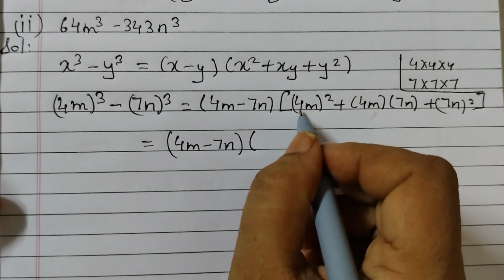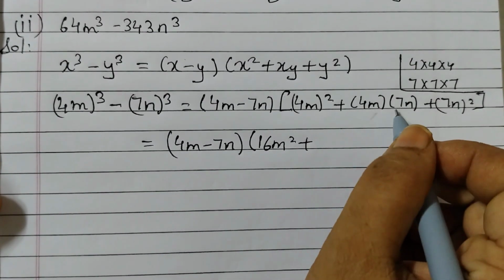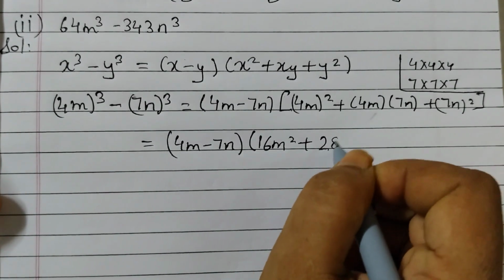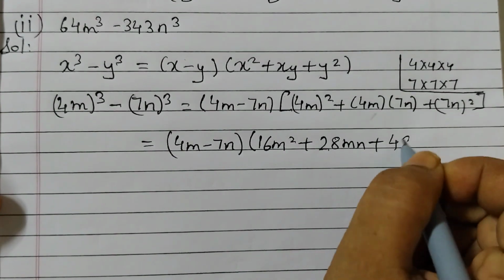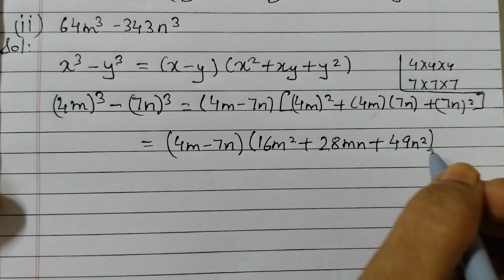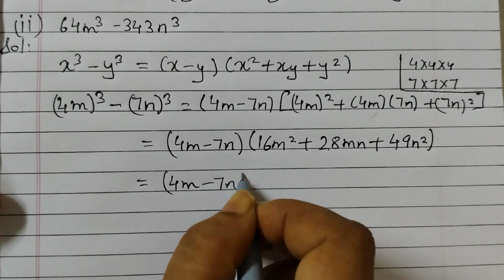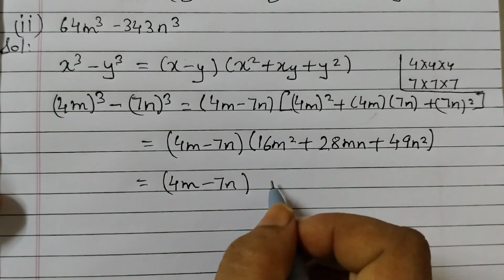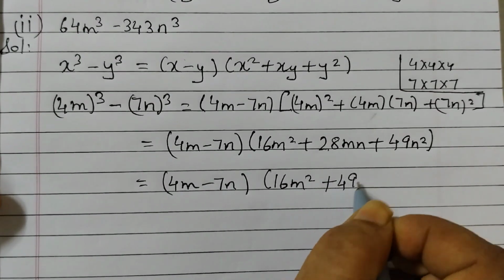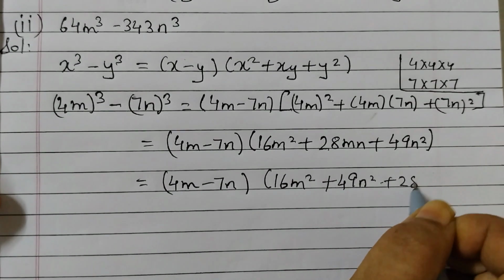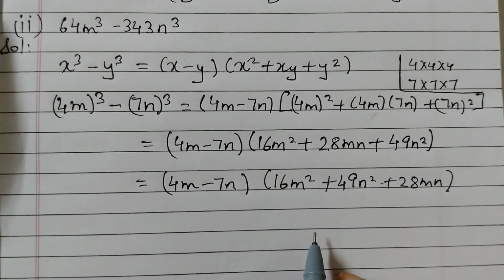This bracket, 4 4s are 16, 16m squared plus 4 into 7 is 28, 28mn plus 7 7s are 49, 49n squared. And we will just rearrange the terms for the second part. 4m minus 7n, and m squared and n squared terms we will write like this. 16m squared plus 49n squared plus 28mn. And that's the answer for the second one.